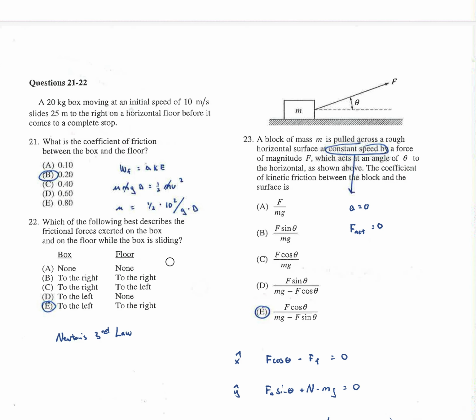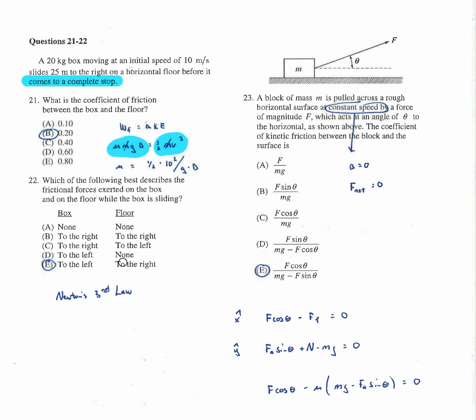All right, we got this box, it's moving, and it slides and comes to a stop. Well, if it comes to a stop, that must mean that the work done by friction, the heat created by friction, took away all the kinetic energy. So just set those things equal to each other and solve.